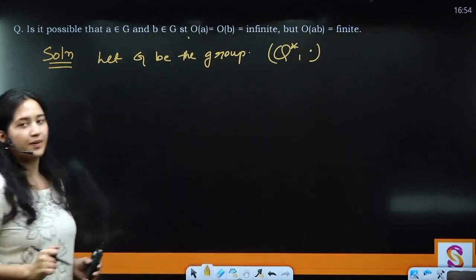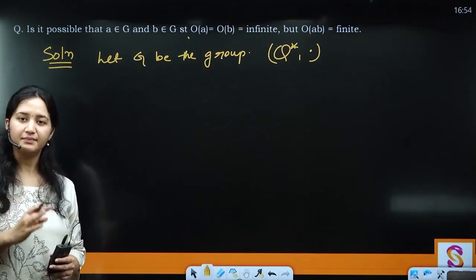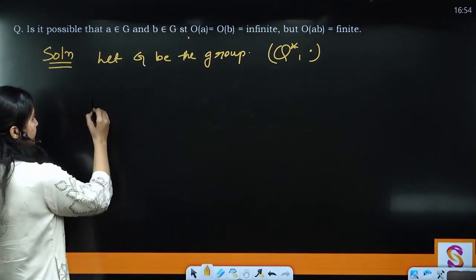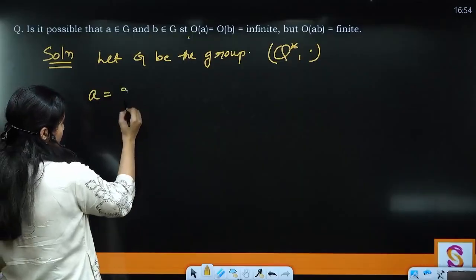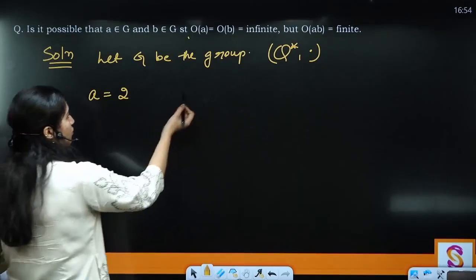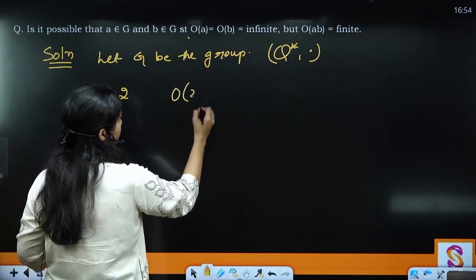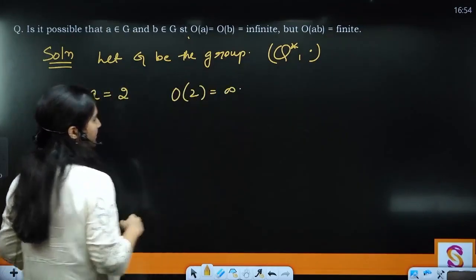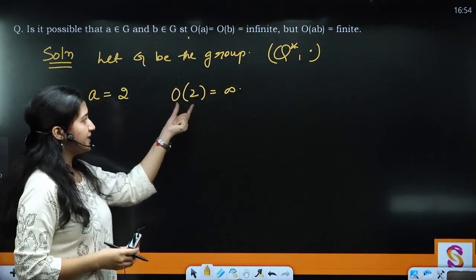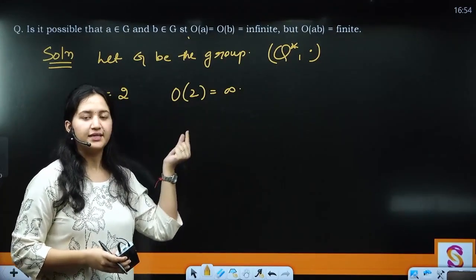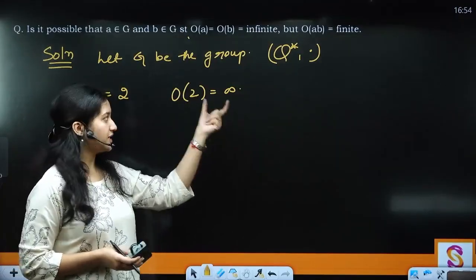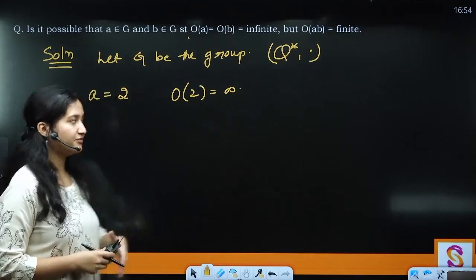Can we take the group as Q star with multiplication, the binary operation being multiplication? So let A equals 2. 2 is going to belong to Q star, and order of 2 is what? Infinite, right? No problem. Why? Because I need to multiply 2 some n number of times in order to get 1, which is not possible. So that is why order of 2 is going to be infinite.